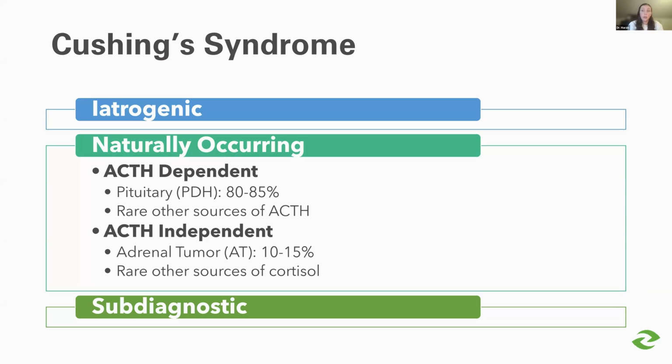Naturally occurring Cushing's, on the other hand, is going to result from excess production of cortisol by the body. So, about 80 to 85% of the time, this is because of an ACTH secreting pituitary tumor, with the other 10 to 15% of cases from a non ACTH dependent adrenal tumor. Very rarely, ACTH or cortisol might be secreted in excess from elsewhere in the body.